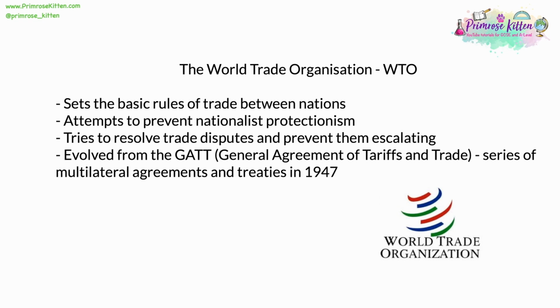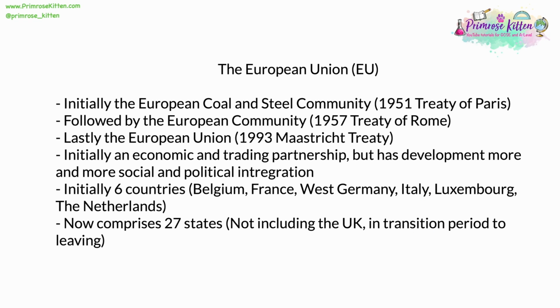The European Union was initially the European Coal and Steel Community, founded in the 1951 Treaty of Paris. This was followed by the European Community, which was the 1957 Treaty of Rome. Lastly, it became the European Union following the 1993 Maastricht Treaty. Initially, the EU was an economic and trading partnership, but has developed more and more into social and political integration.